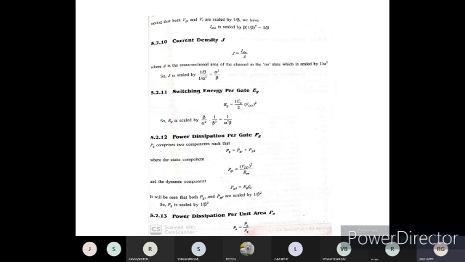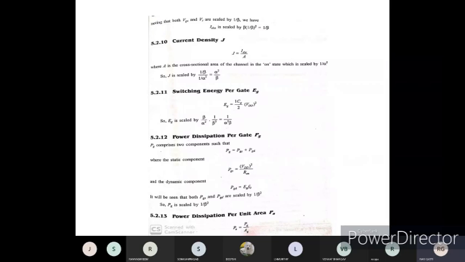Similarly, the current density. How can we calculate the current density? The current density is represented by J is equal to IDSS divided by area. IDSS we have just calculated has a scaling factor of 1 by beta, divided by the area. We know that the area is 1 by alpha square. So 1 by beta divided by 1 by alpha square gives alpha square divided by beta.